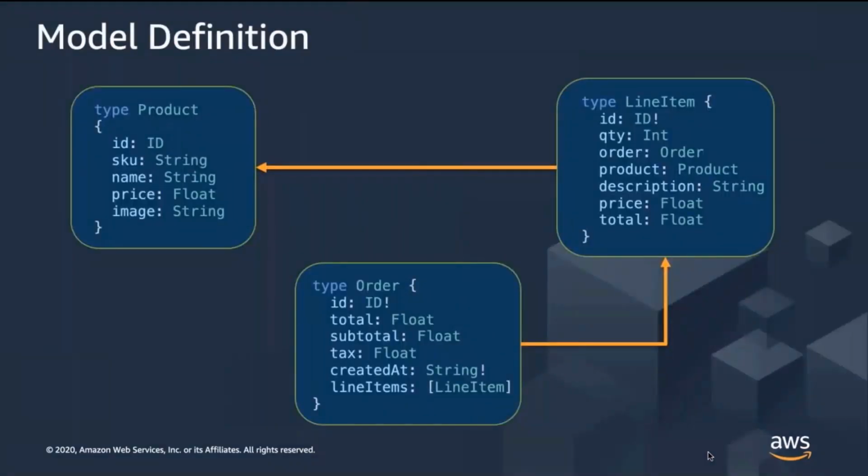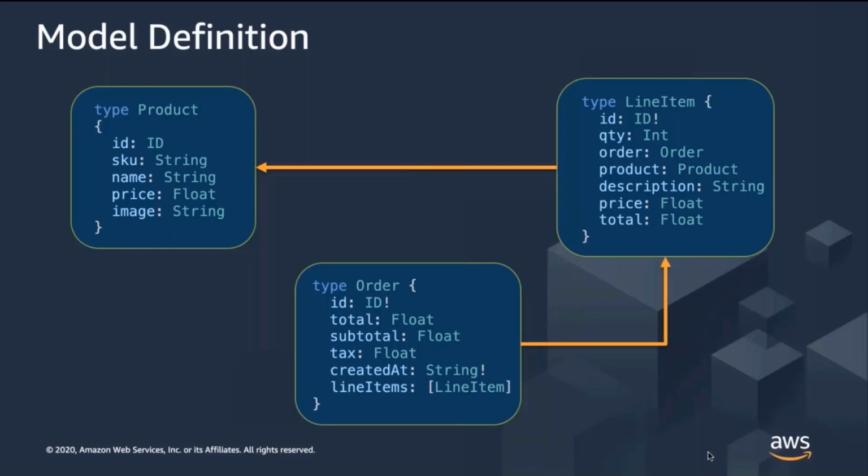So let's take a look at the model definition for the demo we're going to be using today. We've got three basic data types. We've got products and a catalog, and the customer is going to be able to make orders for products, and each order is going to have line items. And of course, the line items are associated with products.